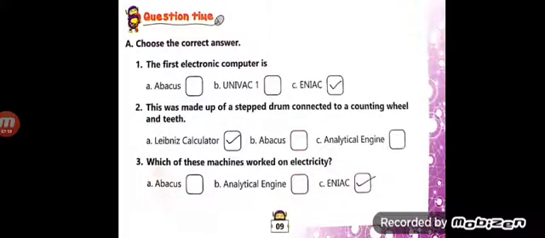Then next we have MCQs. The first electronic computer is ENIAC. This was made up of a step drum connected to a counting wheel and teeth. That is the Leibniz calculator. The third and last one: which of these machines worked on electricity? That was ENIAC. Okay, here we complete our first lesson with explanation and exercise part.